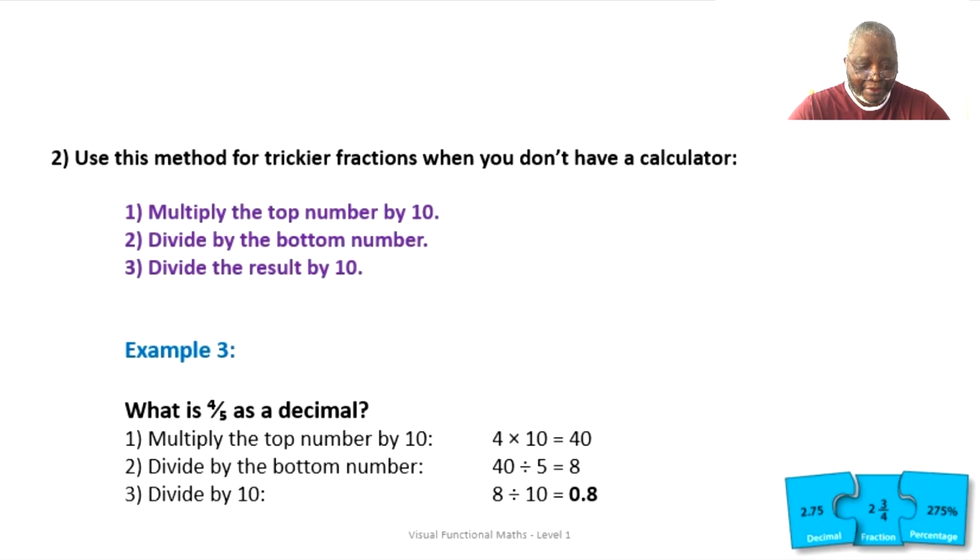Look at example 3. What is 4/5 as a decimal? 3 steps. Multiply the top number by 10. So 4 times 10 is 40. Then divide by the bottom number. So 40 divided by 5 is 8. And then you divide by 10. If you divide 8 by 10, you move your decimal point 1 place to the left. So 8 divided by 10 becomes 0.8. Just be systematic and follow the procedure step by step.